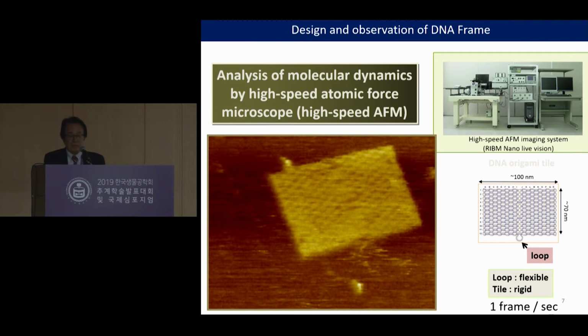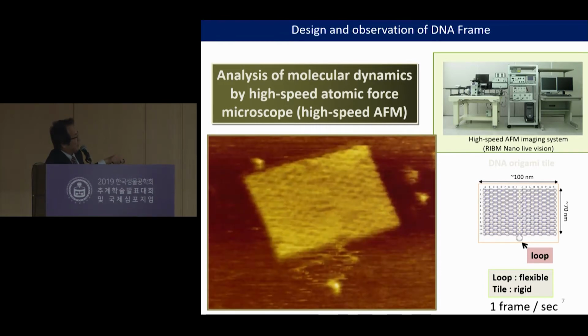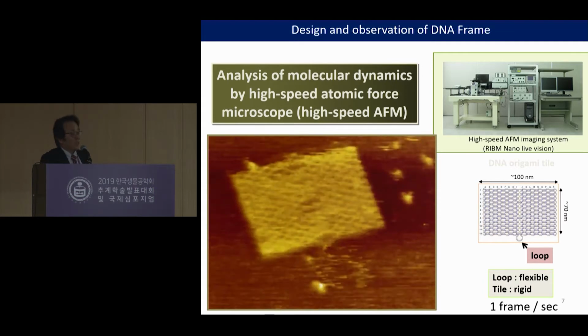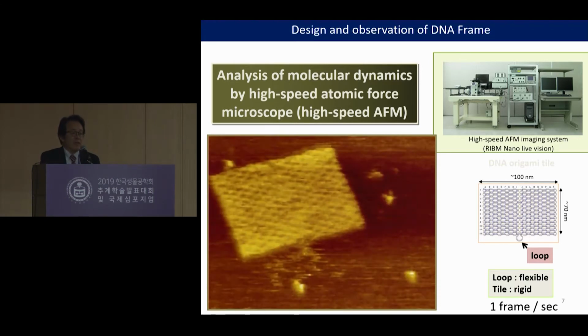For visualization, we use high-speed atomic force microscope because the molecule is very small. This is 100 nanometer size. This is a Rothemund-designed DNA rectangle on a mica surface in solution. During the measurement, the extra loop region down there is moving or rotating. That clearly indicates the power of high-speed AFM.